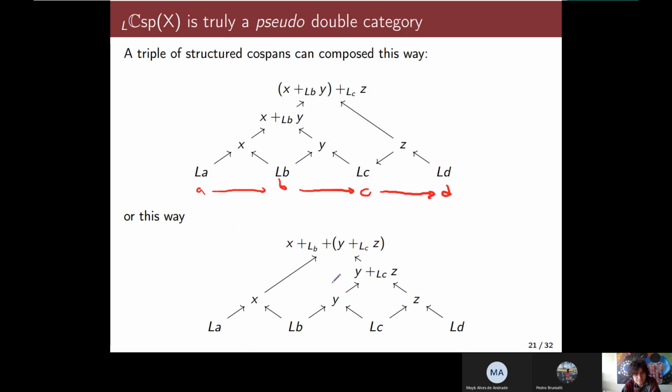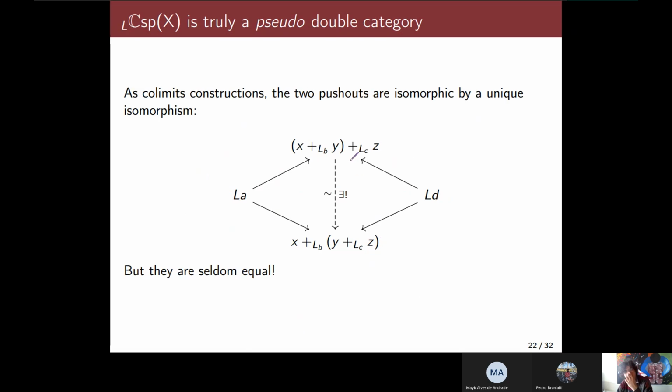That's usual, but the point is that they are not equal. There's no reason for this to be equal to this, but the two are colimit constructions. So there is a unique natural isomorphism between them. And that's why it's a pseudo double category. There will be a unique natural isomorphism in this case between the two associators, but it will seldom be equal. I don't know an example where we have this pushout commuting on the nose, unless it's a trivial example.